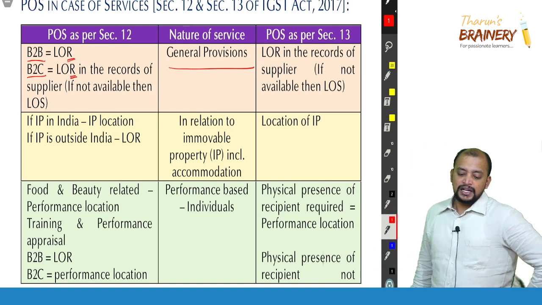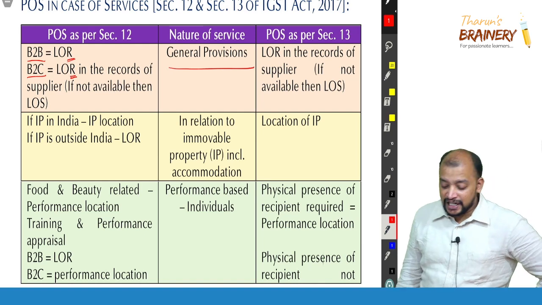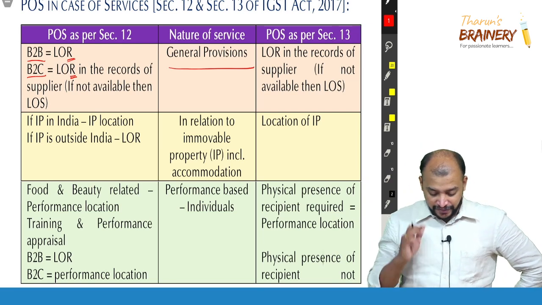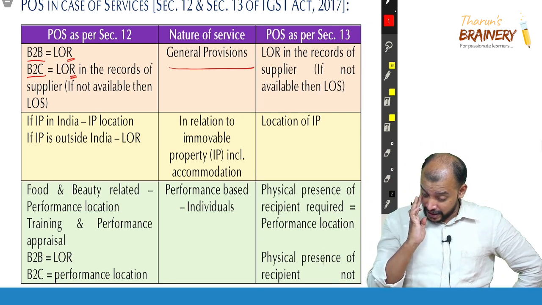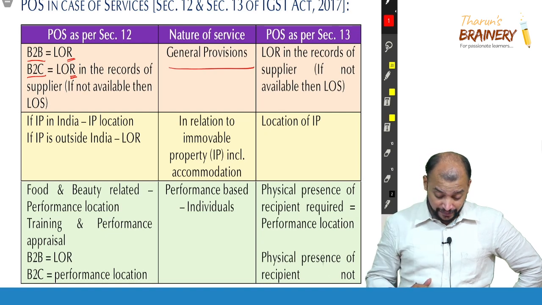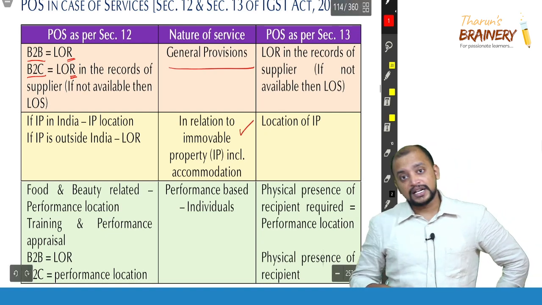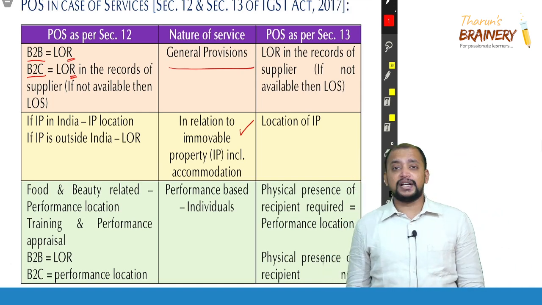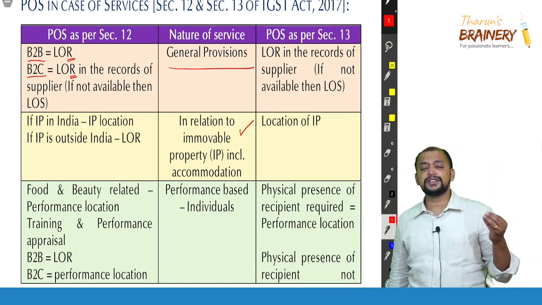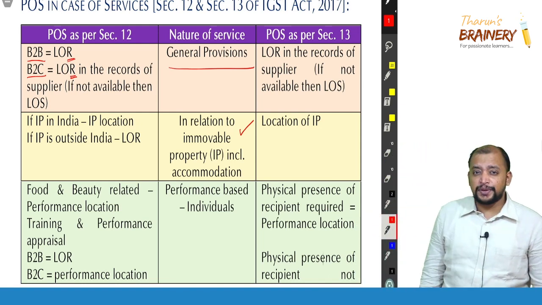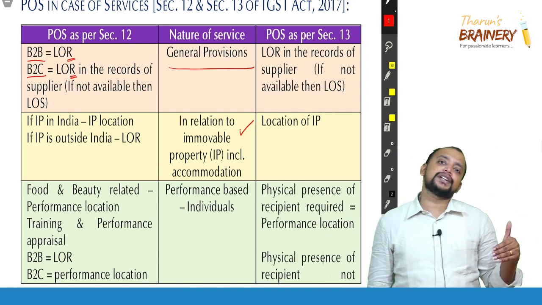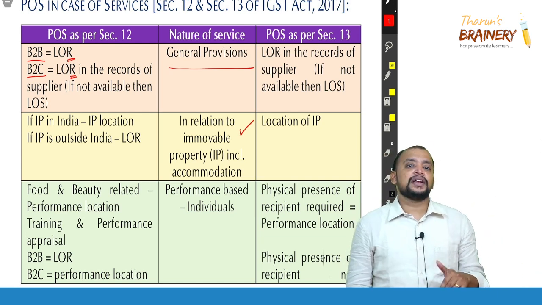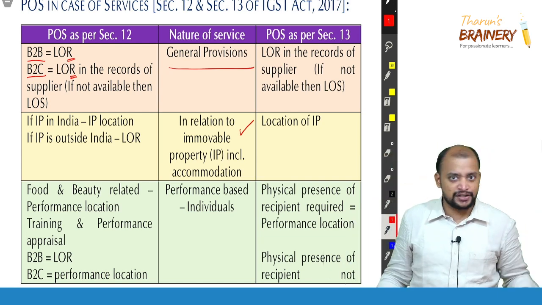Then next. So this is the general provision. The general provision is applicable when there is no specific provision. So we have some specific provisions here. Wherever we don't have any specific provision, we need to go for the general provision. So there is a specific provision: service in relation to immobile property, including accommodation services. What should be taken as the place of supply? If it is section 12, check whether the immobile property is in India or outside India. If the immobile property is in India, the location of that immobile property. If the immobile property is outside India, then the location of recipient will be taken as the place of supply.